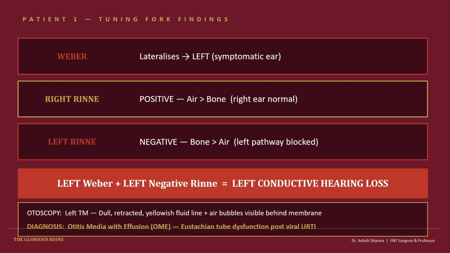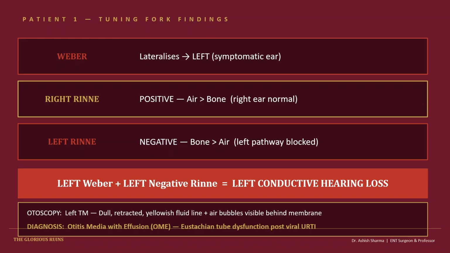So what happened was her eustachian tube blocked during the viral infection and the middle ear filled with fluid. The nerve, the cochlea, is completely healthy and untouched. The conductive pathway is blocked. The sensory neural pathway is perfect.